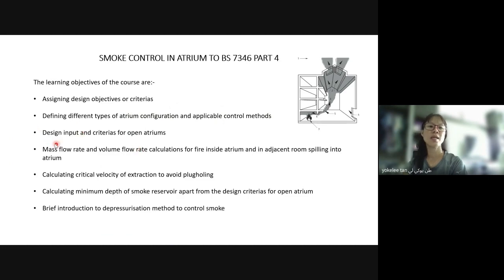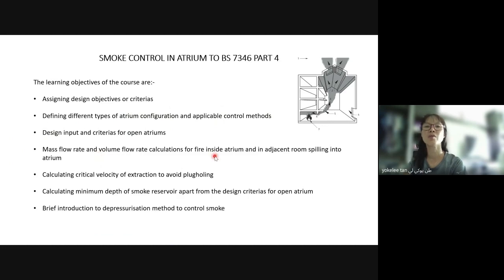And after that, once we have our design input, we know what we want to design to and what we want to achieve. Then we can use the design input to calculate our mass flow rate. Once we have the mass flow rate, then we have the density. Let's say we have the density, we know the temperature of the smoke, we can calculate that. Then we can actually calculate the volume flow rate for the fire.